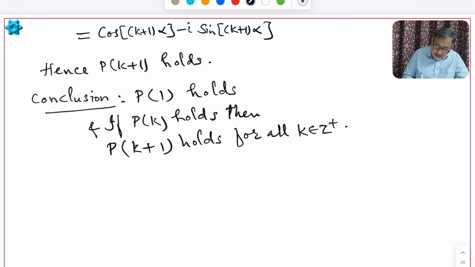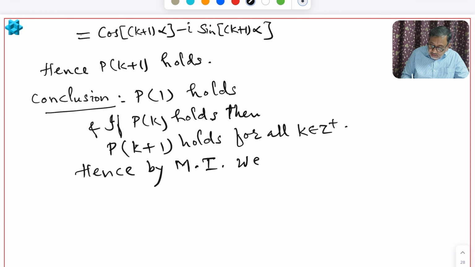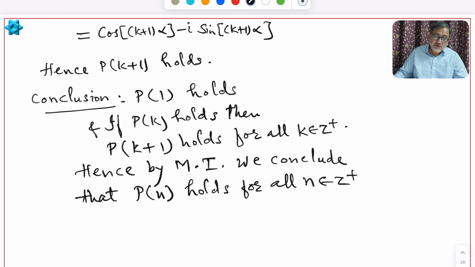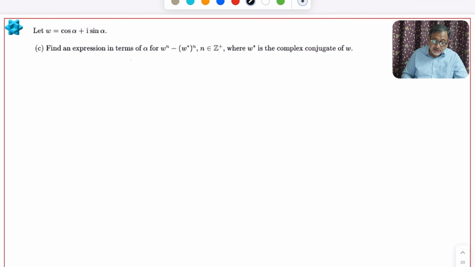Hence, by mathematical induction, we conclude that P of n holds for all n positive integer, n belongs to Z positive, right? So the proof is complete now. Let us go to the next part.